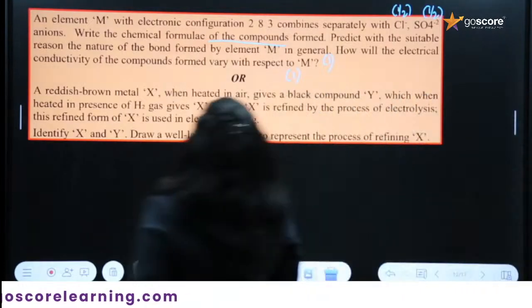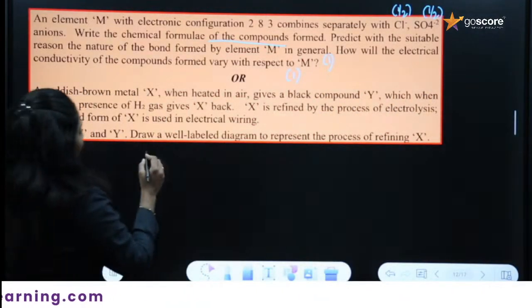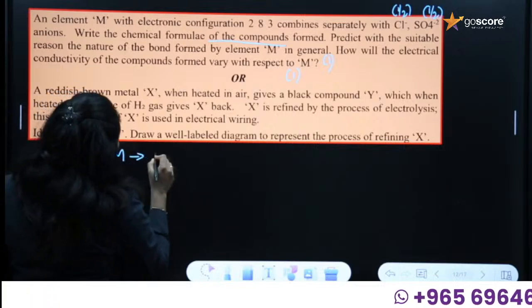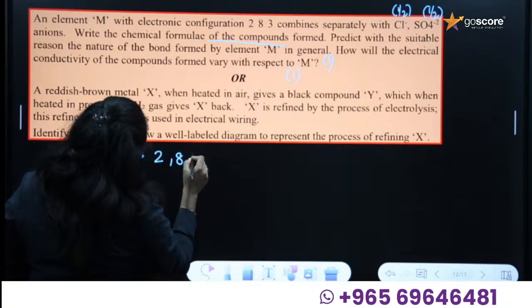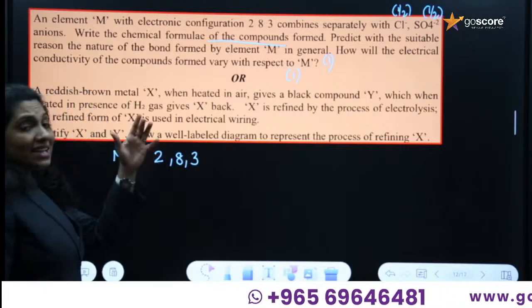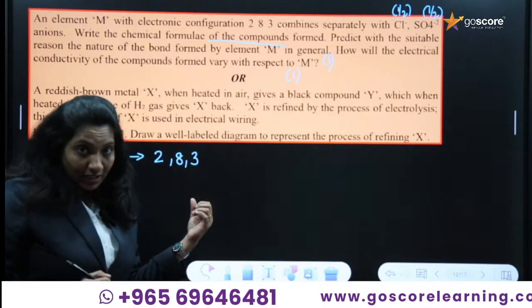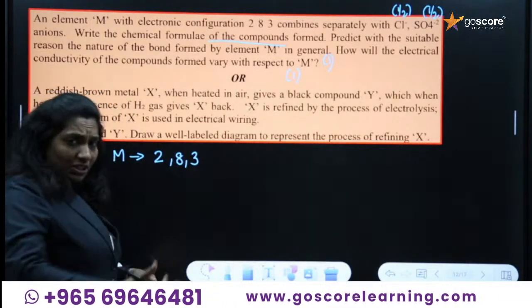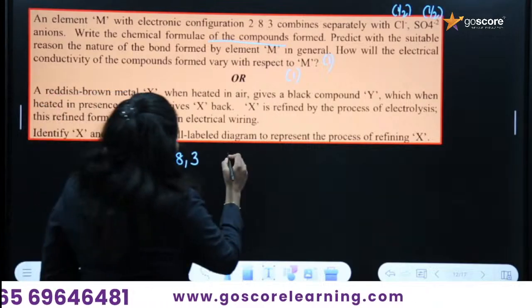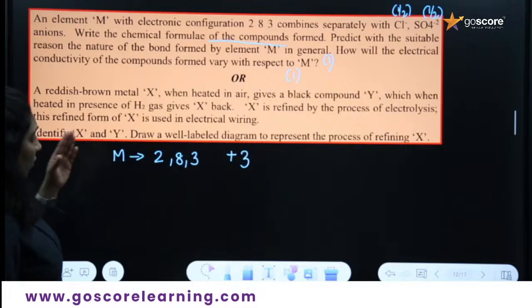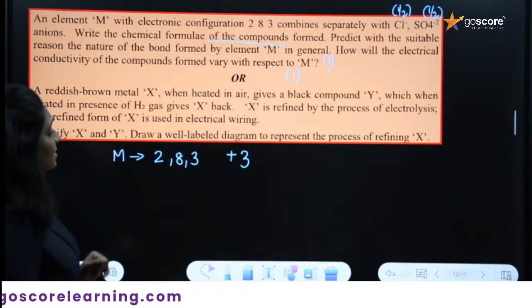Okay, now let's see what the answers are. So you have the metal M with electronic configuration 2, 8, 3. So it has 3 valence electrons, right? And it has the tendency to lose these 3 valence electrons. So it will have the valency plus 3. So your metal M has the valency plus 3.